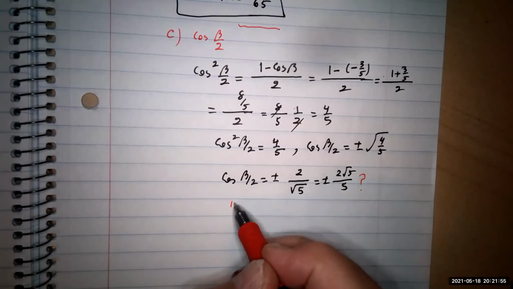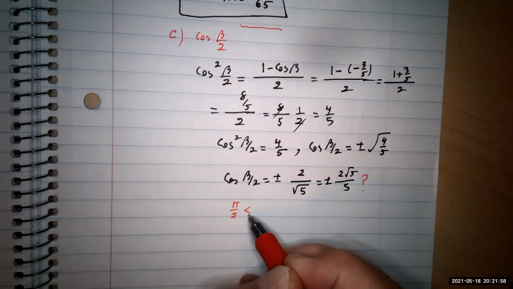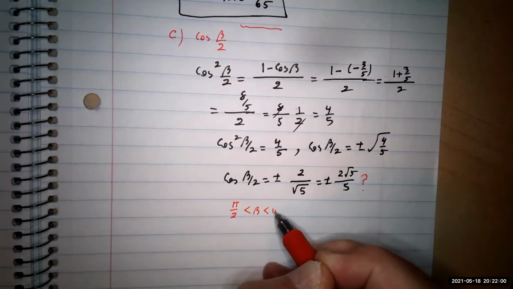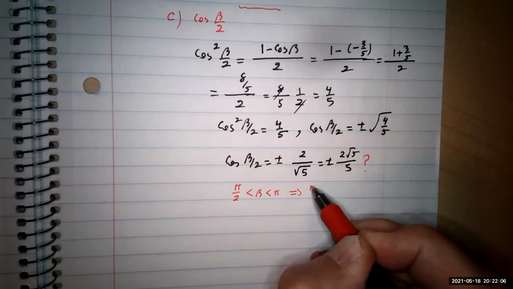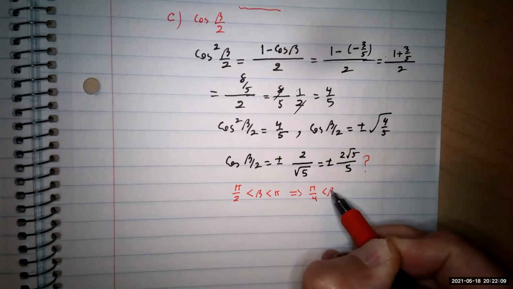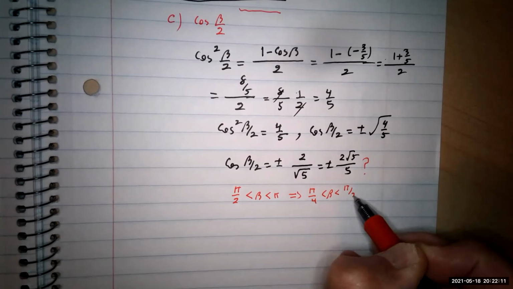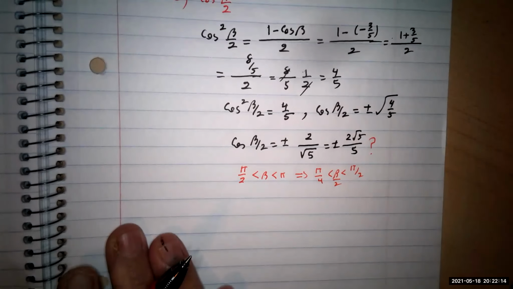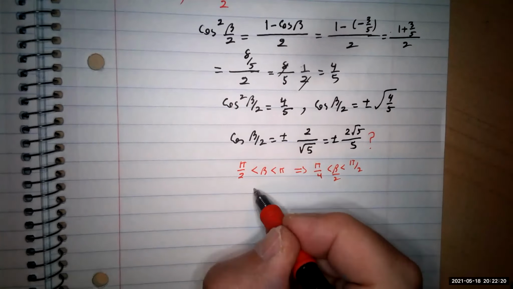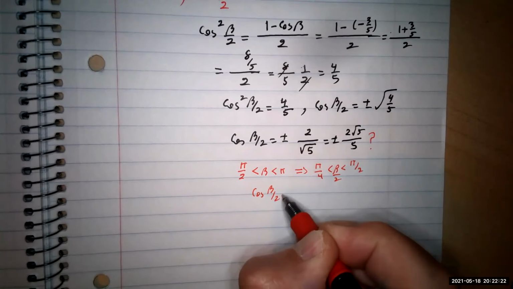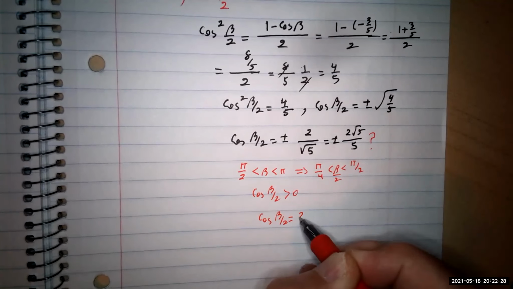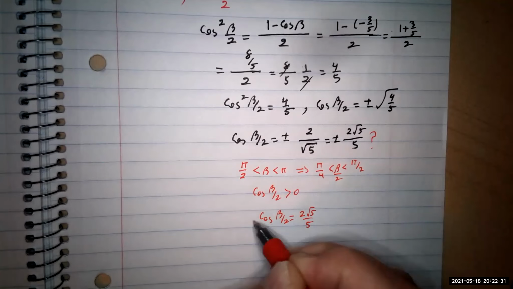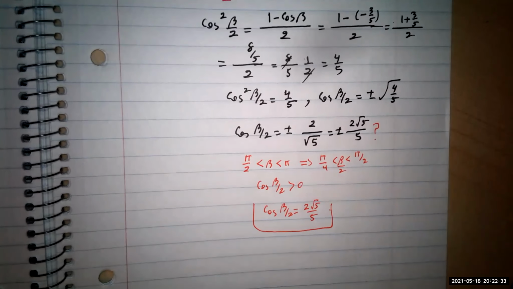Beta is given to be between pi half and pi, in the second quadrant. But you want the beta half, so you divide by 2. Beta half would be in the first quadrant. In the first quadrant, cosine of beta half is positive. So your answer must be the positive one, 2 radical 5 over 5. Make sure you check it.